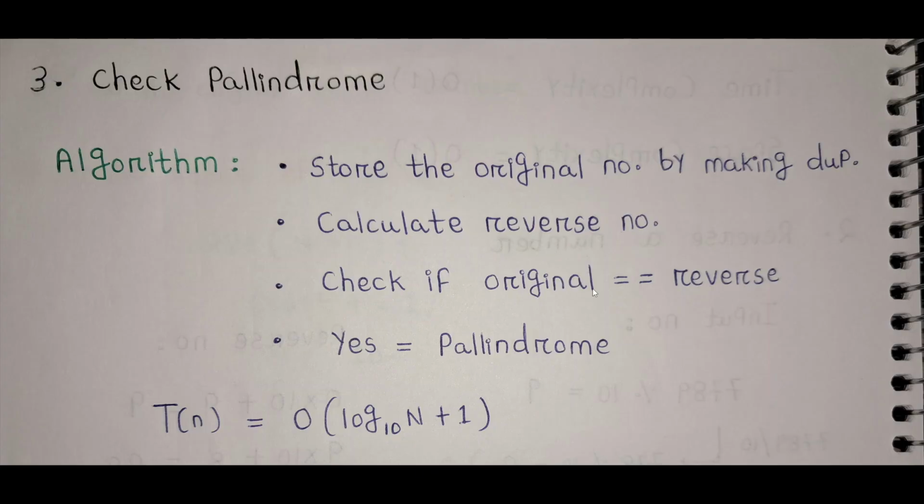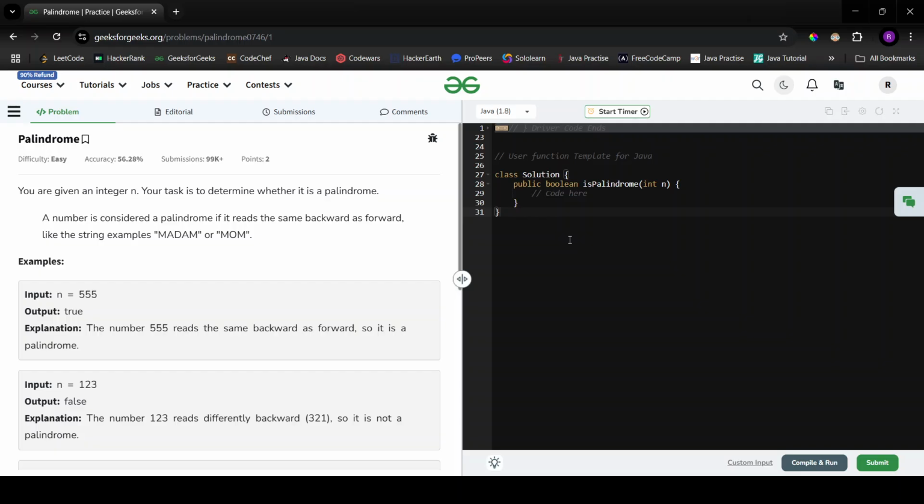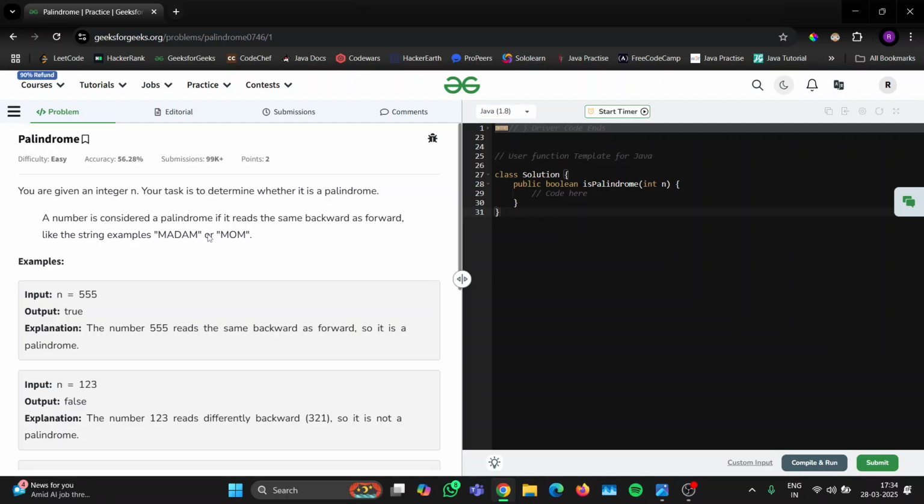And in the palindrome problem, we also have to do the same operation to reverse a number. So our time complexity over here will be log of n plus 1, because at last we have to check if the original number is equal to the reverse number or not. That's why we have plus 1. But approximately, the time complexity of both these problems is the same, that is log of n. Now we have to move into the GeeksforGeeks code editor and code out the problem.